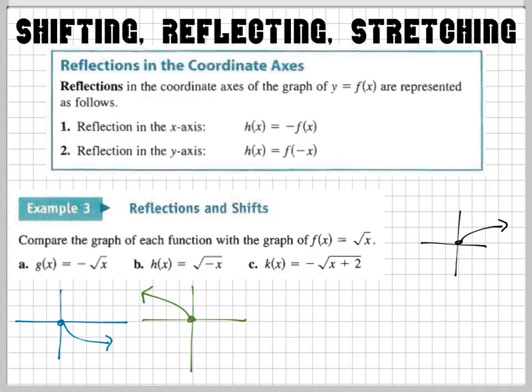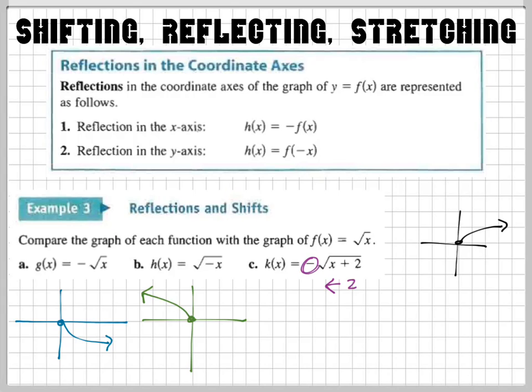You always do the shift first. So the shift says +2. But that +2 is on what? Is that on the y or the x? It's on the x. And it's inside. So since it's on the x, you have to think the opposite. So is it going to move it to the left or right? It's going to move it to the left. So this goes to the left too.